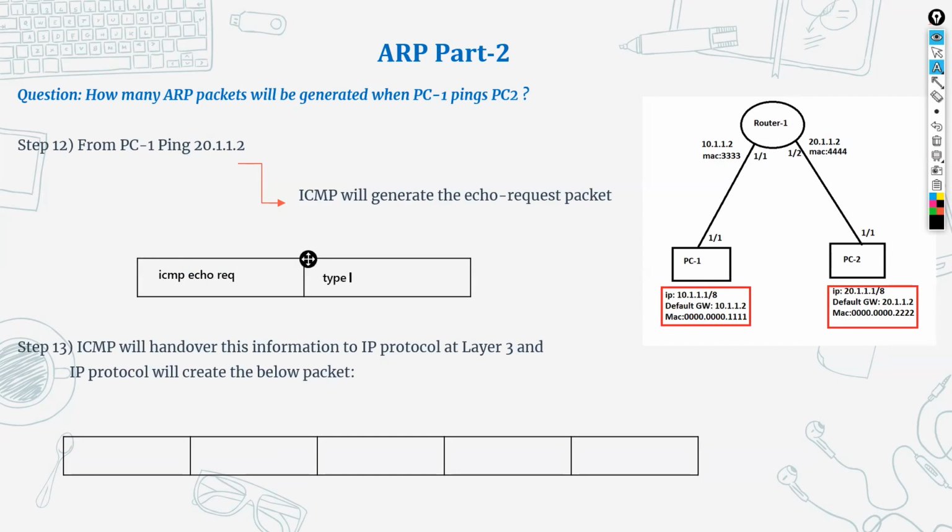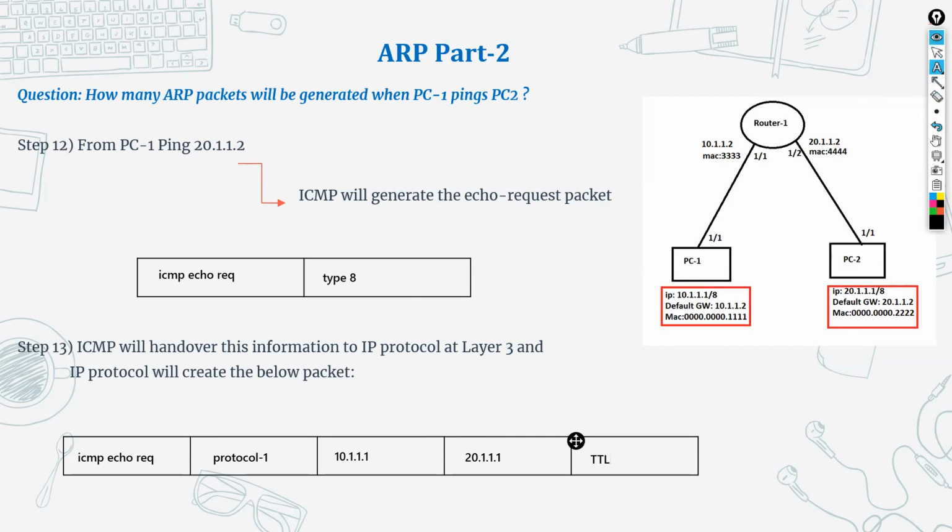What is the type code? Type code is 8. This particular information will be handed over to IP. IP is going to populate the information. So it received the ICMP echo request. It will keep a track of it. The protocol field will be populated. The protocol number of ICMP is 1. Source IP 10.1.1.1. Destination IP 20.1.1.1. And the TTL field will be populated.